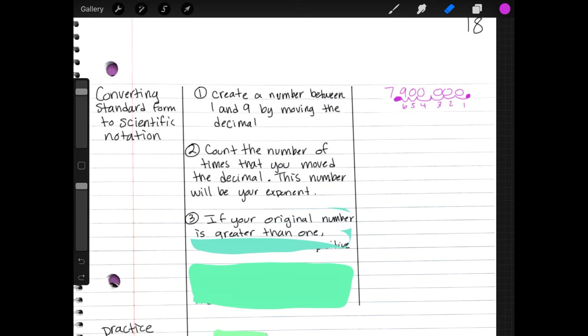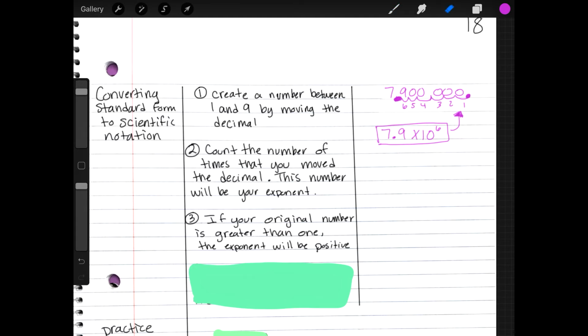Let's see what this says. Number 3 says, if your original number is greater than 1, then the exponent will be positive. So in this example, 7,900,000 is greater than 1, so that 6 will be positive. So we're going to write 7.9 times 10 to the power of positive 6. And that is the scientific notation of this number right here, the 7,900,000.